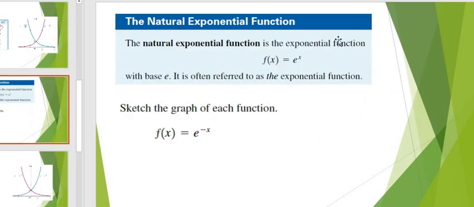So this is our definition of the natural exponential function. f of x is equal to e to the power of x. In this case, our base is e, which is referred to as the exponential function. So what if we are required to sketch the graph of each function? We will graph this function and we will likewise graph this function.